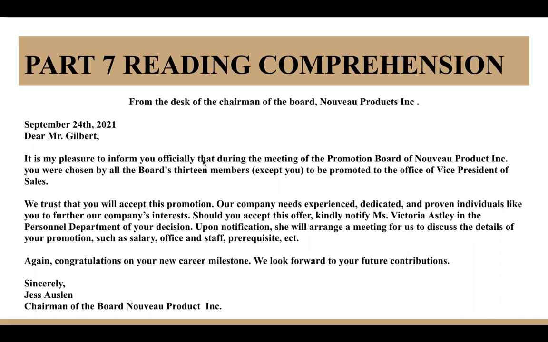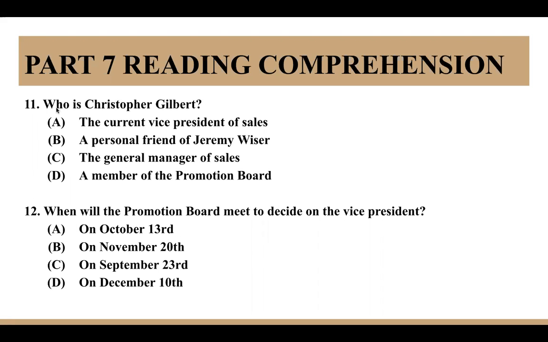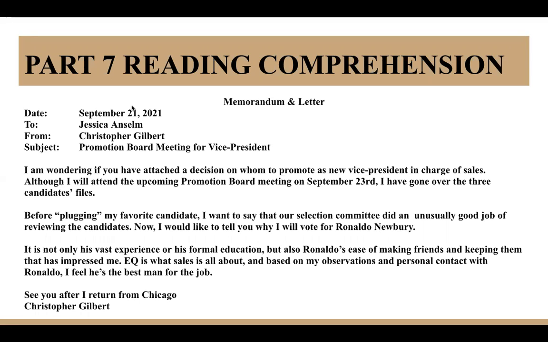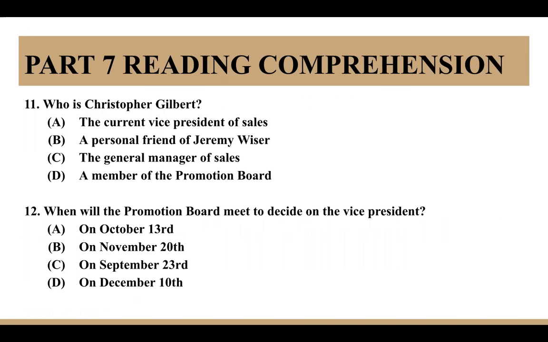Moving to question number 1, right? Who is Christopher Gilbert, the current vice president of SER, the personal friend of Jeremy Weiser, the general manager of SER, a member of promoting board? Christopher is the one who decides which one would be suited for getting promoted. So meaning that Christopher is a member of promotion board here. So D would be the answer.